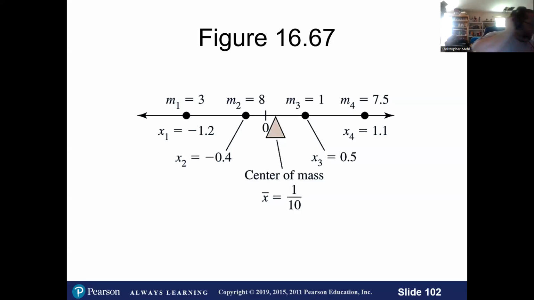Now, suppose we have multiple objects. Instead of just 2 things on a seesaw, we're going to put a whole bunch of things on a seesaw, and we want to figure out where that thing is going to balance. Well, the idea is going to be the same. We're just going to generalize it, but it's the same as the two object setup, really.